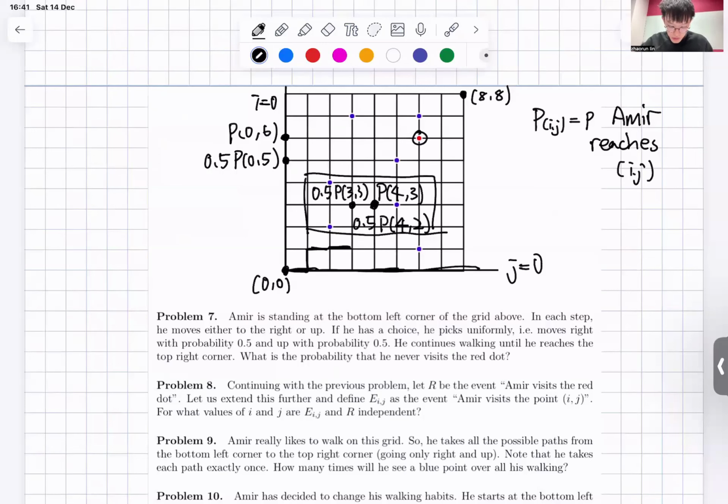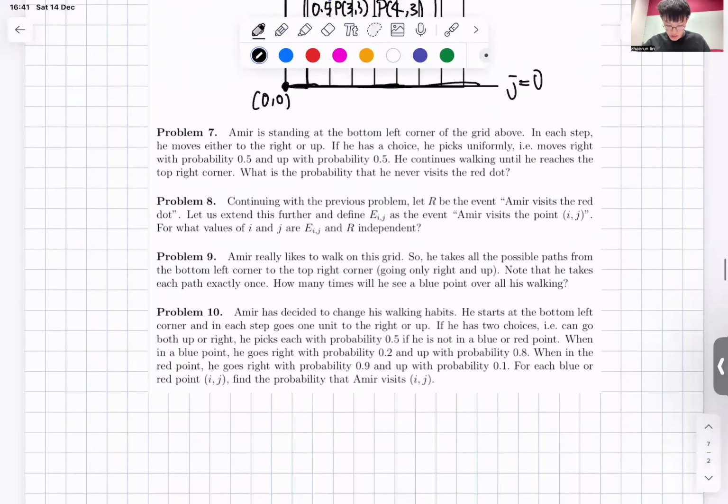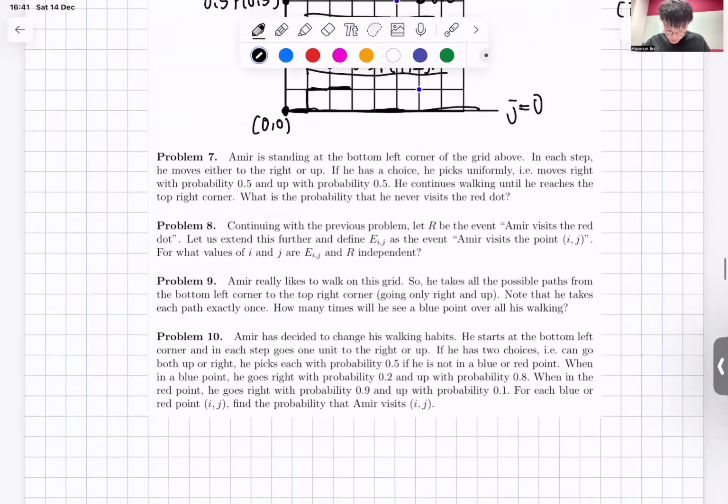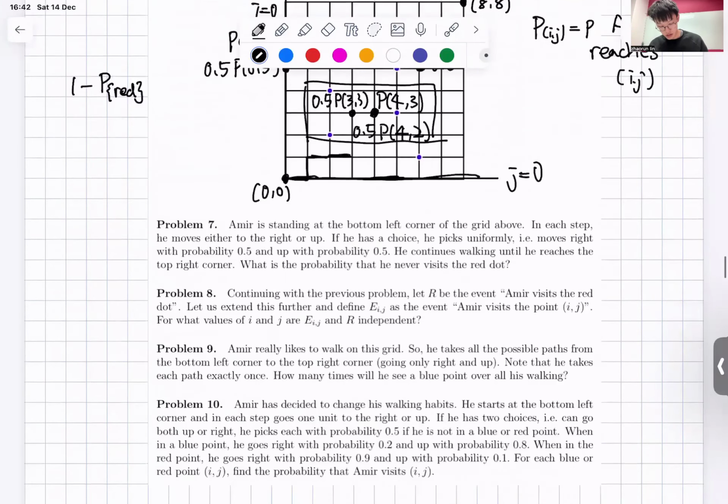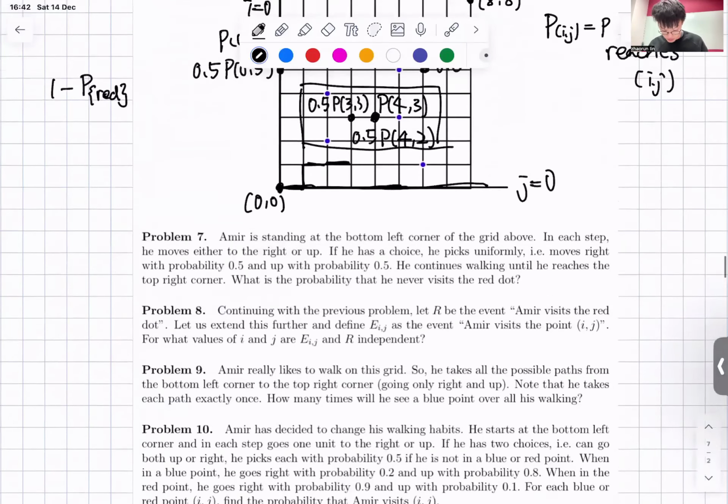And finally, we will find the probability of reaching the red point. So it is just 0.5 of this point and 0.5 of this point. And after you find this probability, you just take 1 minus this probability. So 1 minus the probability of the red dot is the answer for this question.